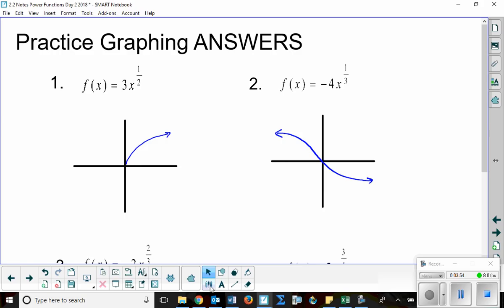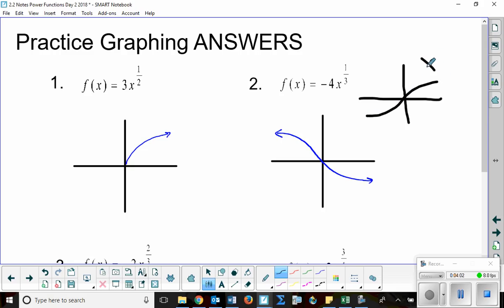This one, we'll see if I can kind of graph as I go. I start to think about where x to the 1/3 would be, and x to the 1/3 would just look like this. And then I think about what this -4 does in front, and it flips it over the x-axis, and it also vertically stretches it up. So hopefully you're able to see here that it is starting off in quadrants 1 and 3, and then over here it's ending up in quadrants 2 and 4.